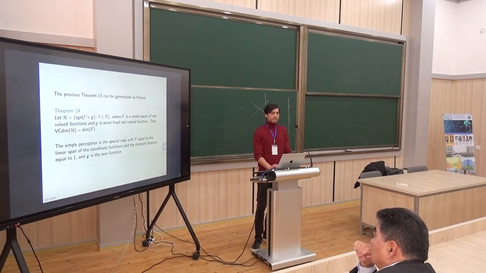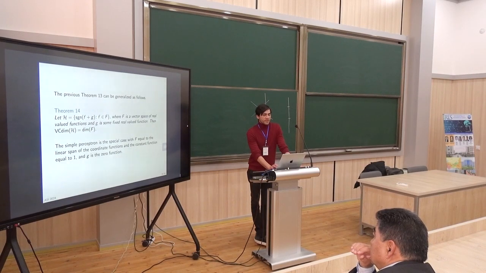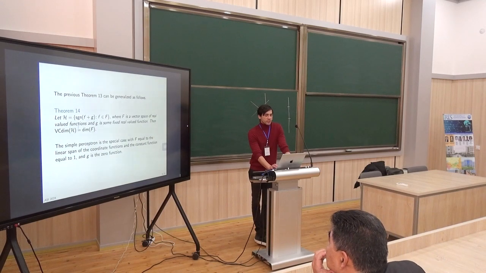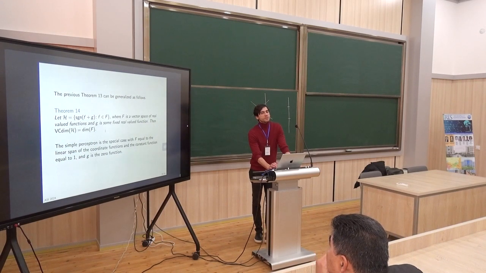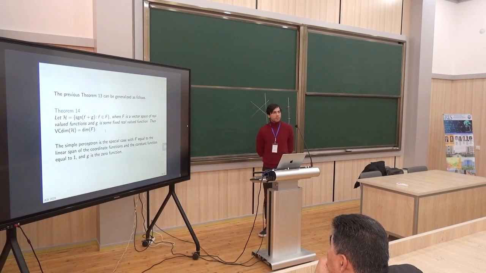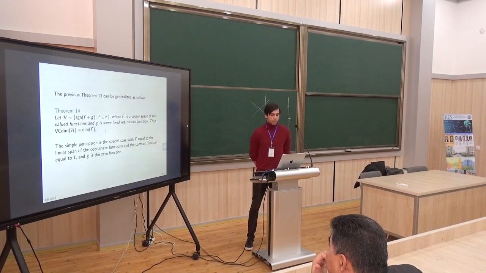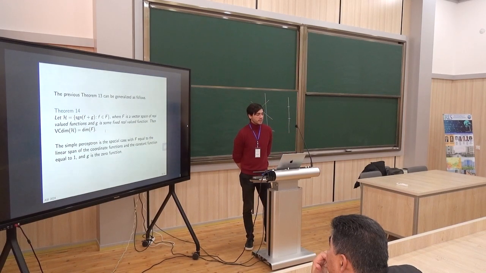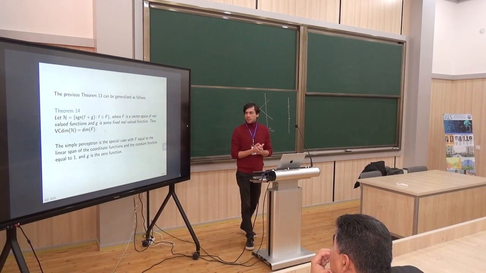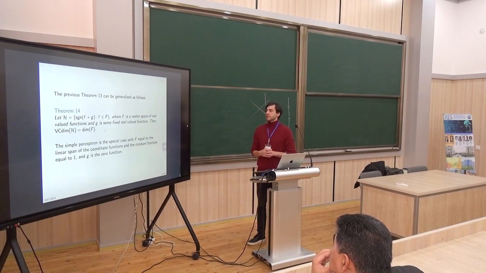So we're going to take sign of f plus g, where f is any element in a vector space of real valued functions, and g is some fixed real valued function. Then the VC dimension of this set H is given by the dimension of that vector space. And the simple perceptron would be a special case of this, where this vector space is just the span of all the coordinate functions plus the constant function equal 1, and g is the 0 function.